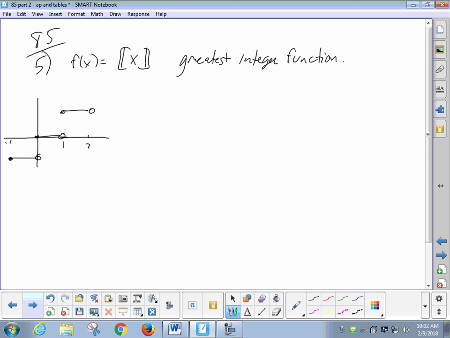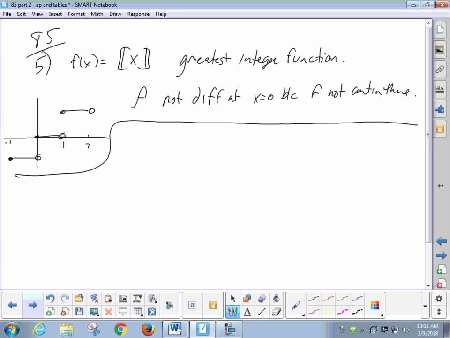Okay? Now with the graph then, this is an easy question. Prove f is not differentiable at 0. What's the first condition for differentiability? Continuity. So you would say f is not differentiable at x equals 0 because f is not continuous at x equals 0. Done. That's it. You don't need to get into the slopes or the derivative proof or anything like that. If it doesn't meet continuity's case, then you're done.